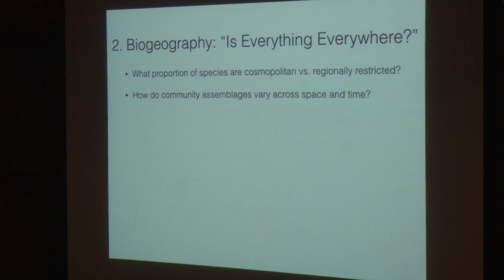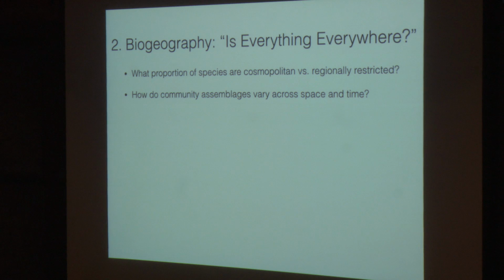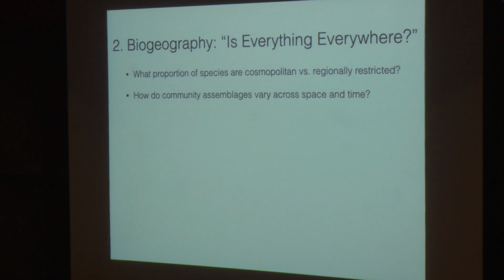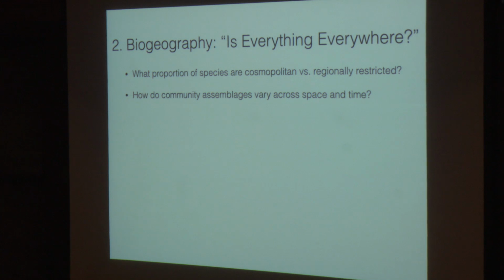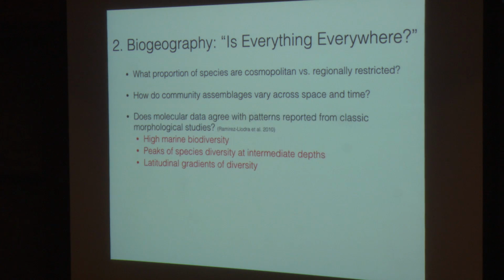Another question is, how do community assemblages vary across space and time? So we haven't been very good as a community at looking at temporal variations. We don't really know about fluctuations in species, and maybe this is the key to understanding how so many species can coexist in one sediment core at the same time.